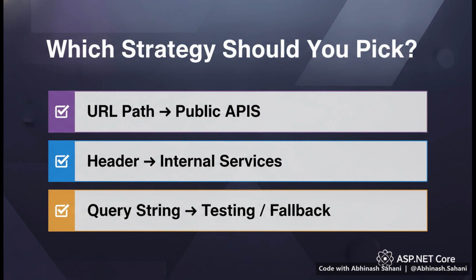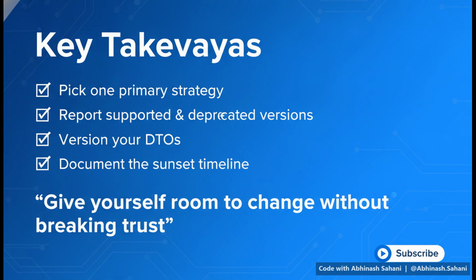So which one should you actually pick? URL path versioning for public, cacheable APIs where discoverability matters most. Header versioning for internal services you fully control, where REST purity and clean contracts are the priority. Query string versioning for fast manual testing, used as a fallback rather than your primary approach. And no matter which you choose, commit to one primary strategy. The combined reader is a bridge for migration periods, not a permanent architecture.